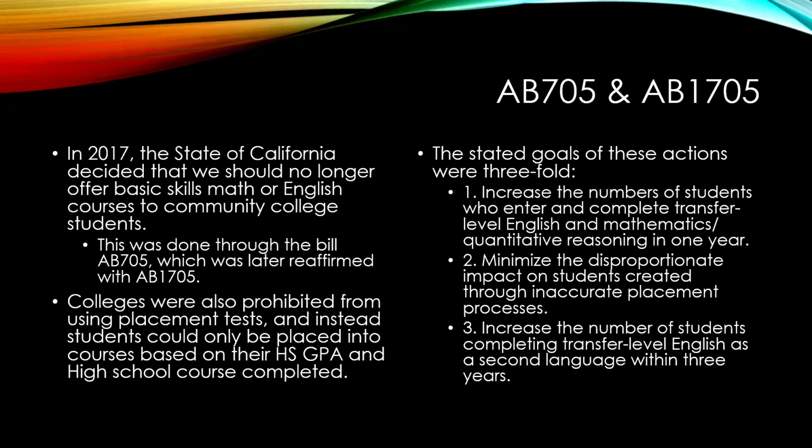In 2017, the state of California decided that we should no longer offer basic skills math or English courses to community college students. This was done through the bill AB 705, which was later reaffirmed with AB 1705. Colleges were also prohibited from using any form of placement test, and instead students could only be placed into courses based on their high school GPA and their high school courses completed.